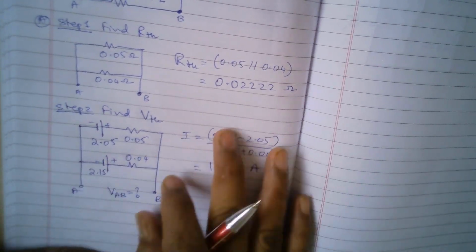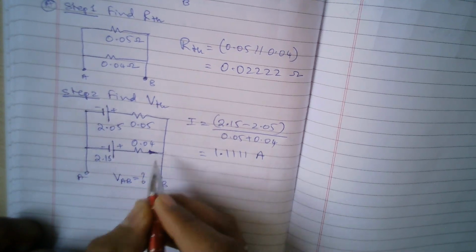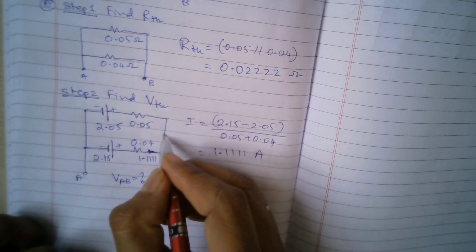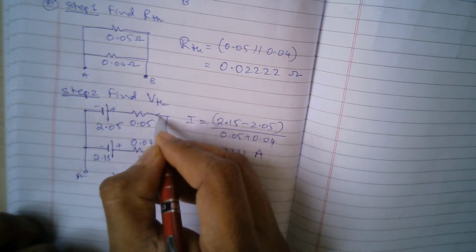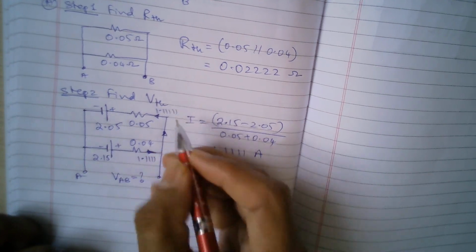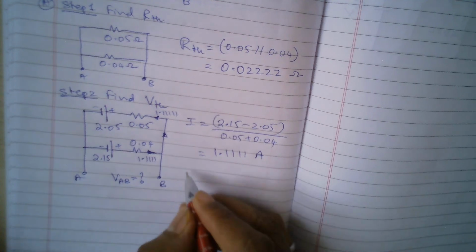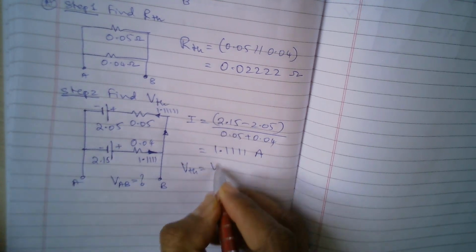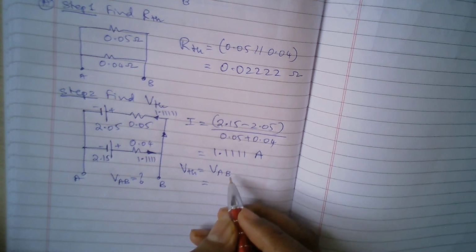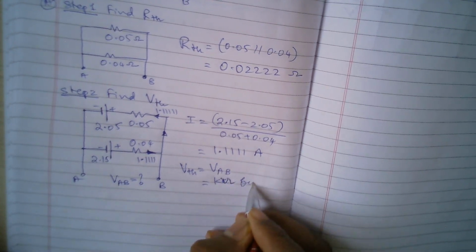Now what is the direction of the current? The direction of the current will be like this. The arrow points rightwards, 1.111, and the same current will go upwards here and it will go backwards like this. Now how to find VAB? Thevenin's voltage is nothing but V of A with respect to B. So what is V of A with respect to B? Apply Kirchhoff's voltage law from B to A.